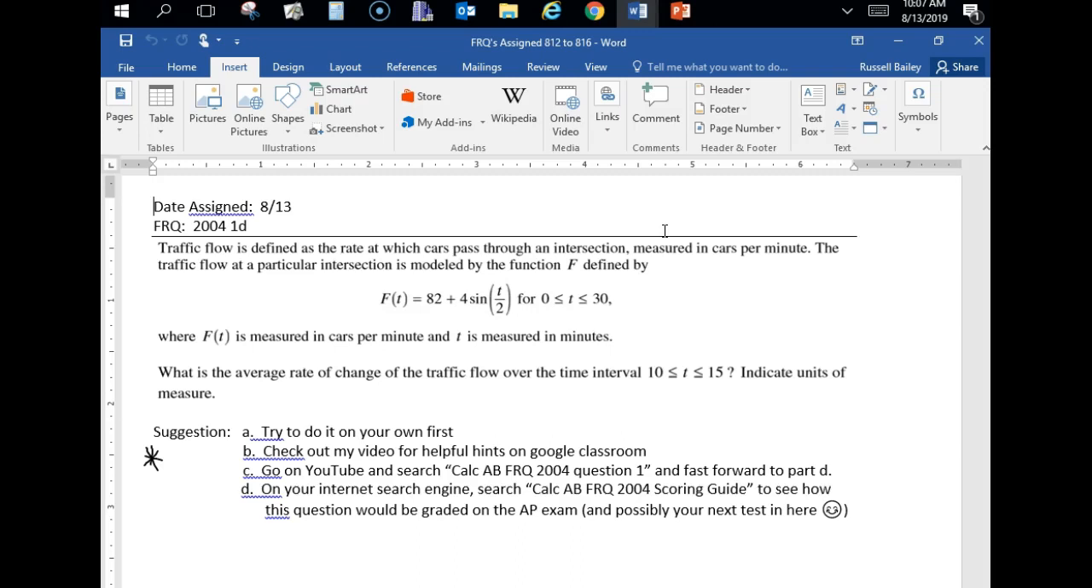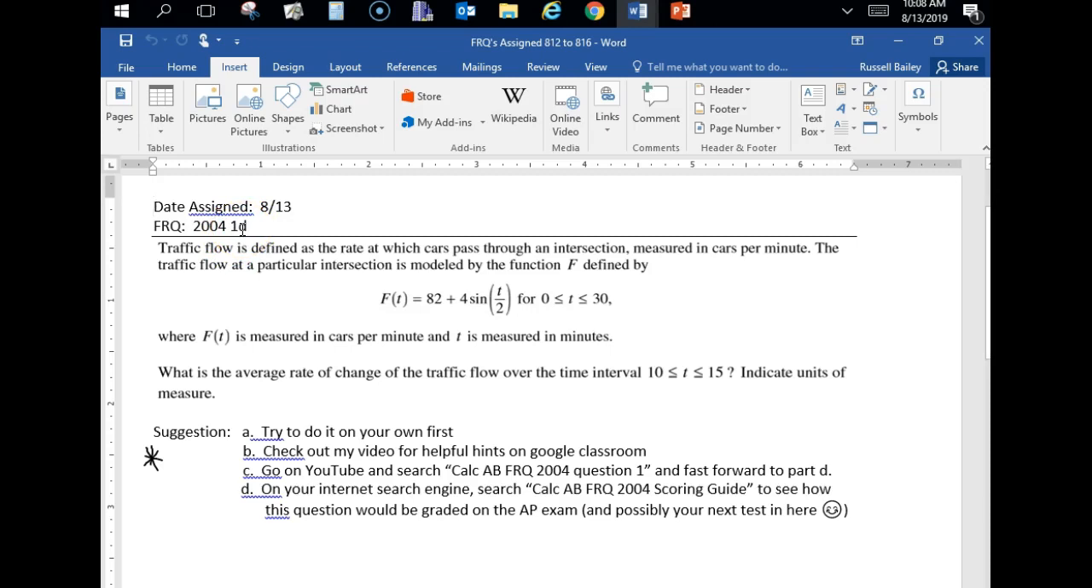After that, go on YouTube. You can actually look up the answer. They've got people that have worked all these things out. You would type in what FRQ this is. This is the FRQ 2004 question number 1. So if you type in Calculus AB FRQ 2004 question 1, you'll have to fast forward until you get to part D. Okay, but they'll work it out for you.